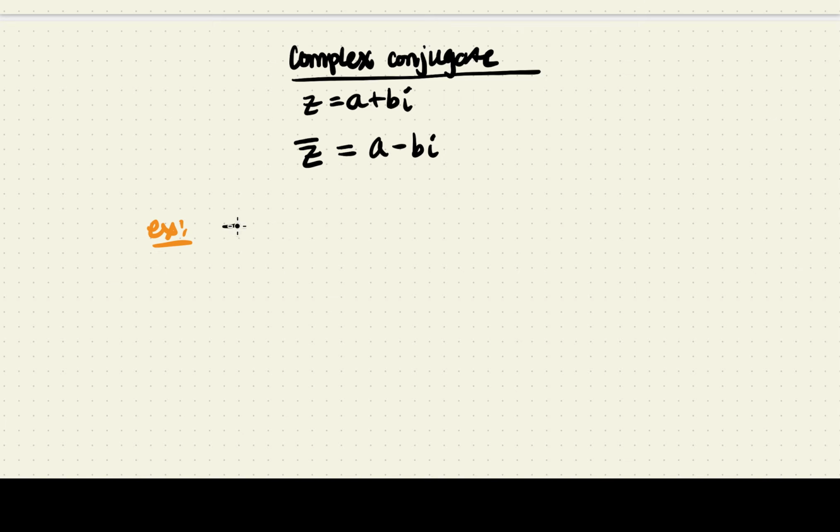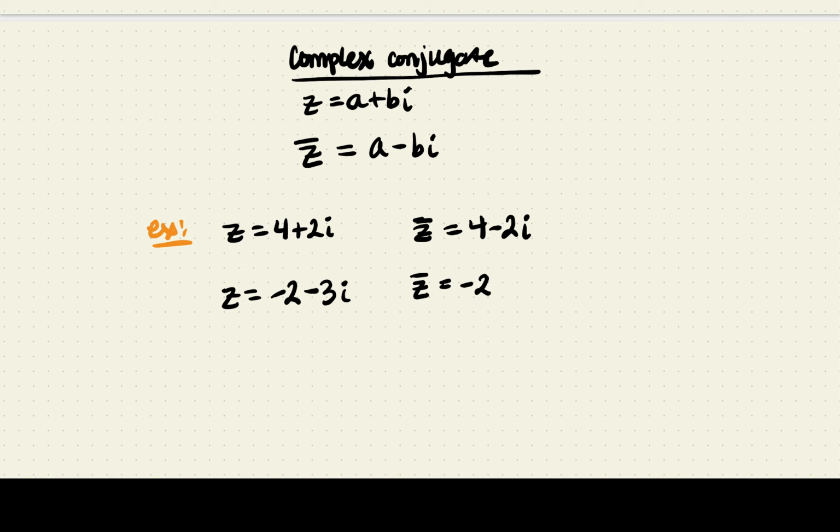So if I have z equals 4 plus 2i, the conjugate of z is going to be 4 minus 2i. Similarly, if I have z equals -2 minus 3i, the conjugate is going to be -2 plus 3i. So if you start out with a negative imaginary part, you take the conjugate, you change that to a positive. So really you're changing the sign of the imaginary part of the complex number.